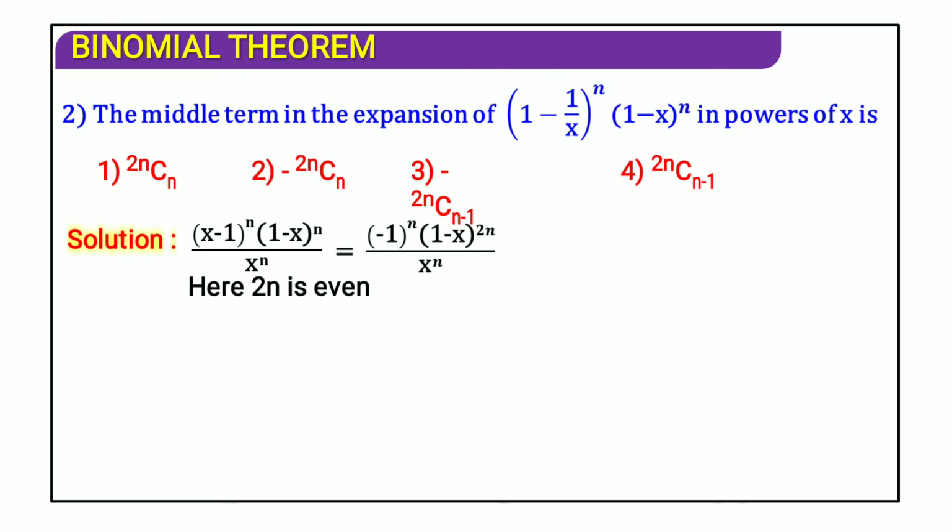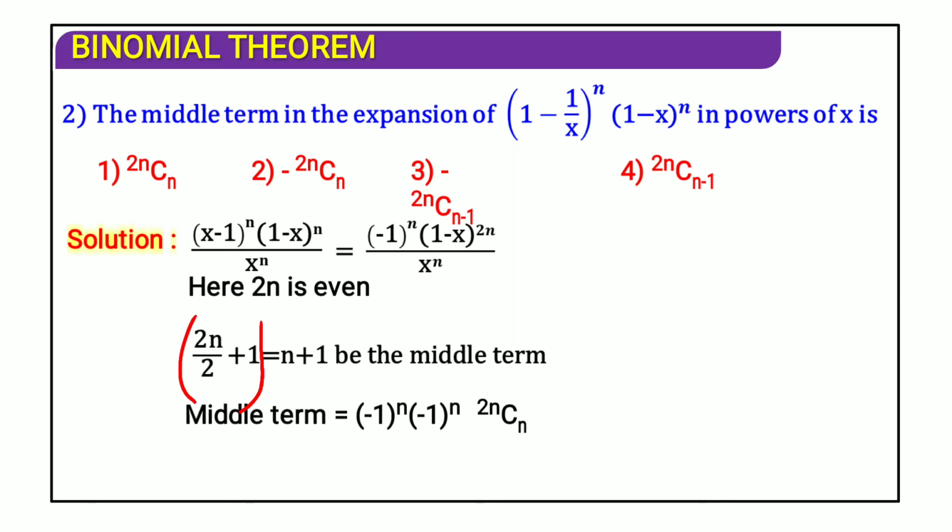Here 2n is an even number. So the middle term is the (2n upon 2 plus 1)th term, that is the (n plus 1)th term is the middle term. Middle term is this. Okay, and this is the answer. Option A is the correct option. Hope you got it.